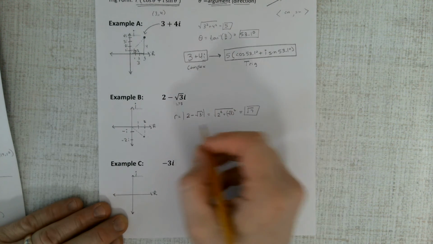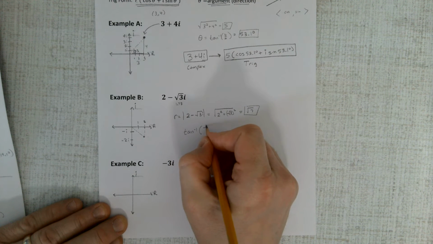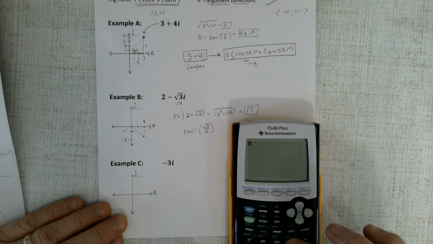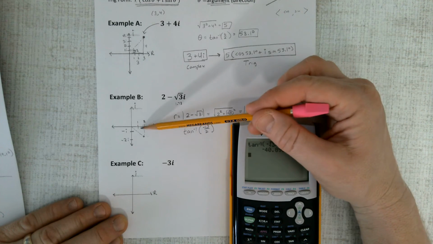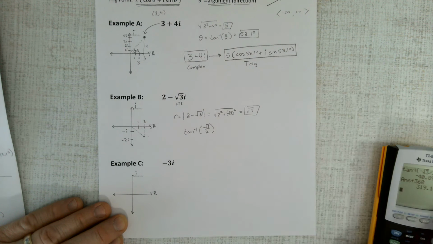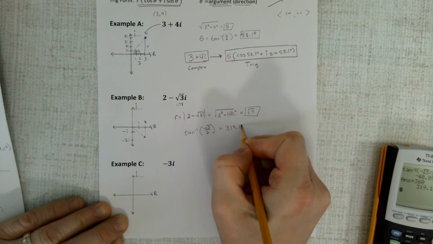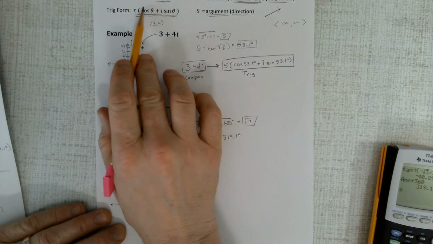All right. What is the inverse tangent? Inverse tangent of b over a, which is negative root 3 over 2. Inverse tangent of negative root 3 divided by 2 gives negative 40 degrees. What does that mean? It's a 40 degree drop from here, so I'm going to add 360 to it, and get 319.1 degrees. All right, I have my 2 parts necessary to change it.